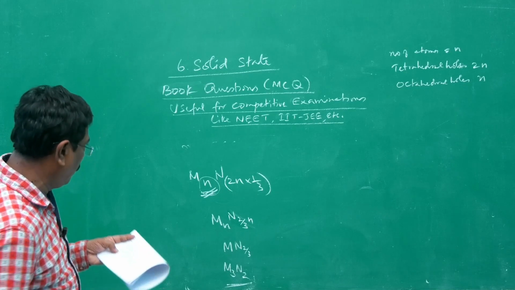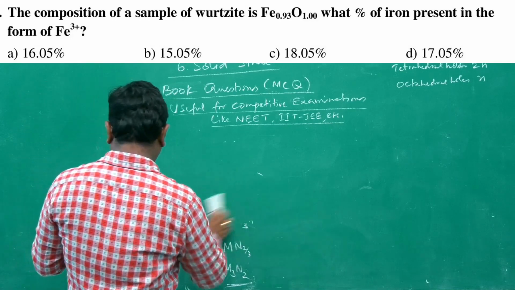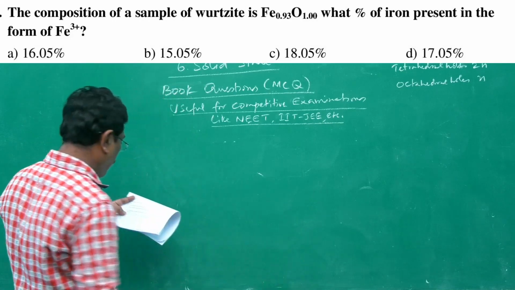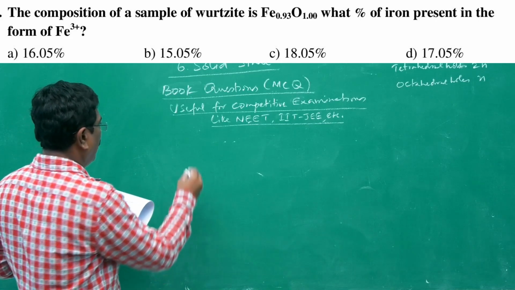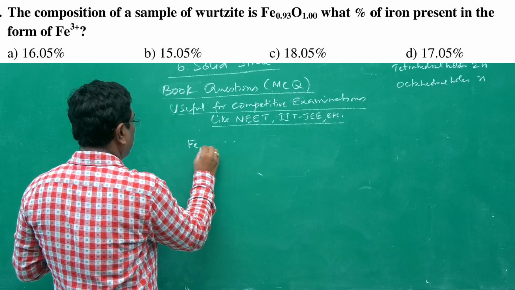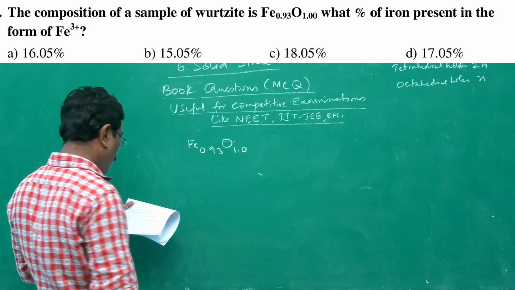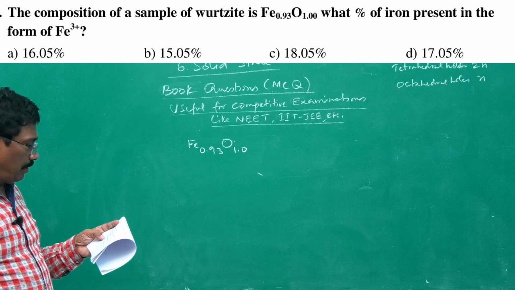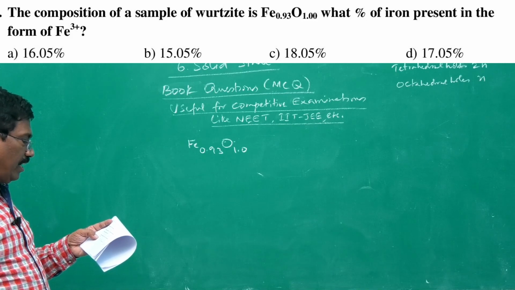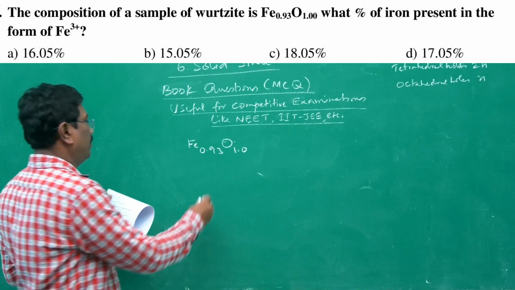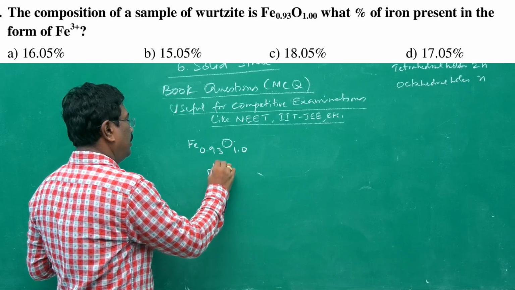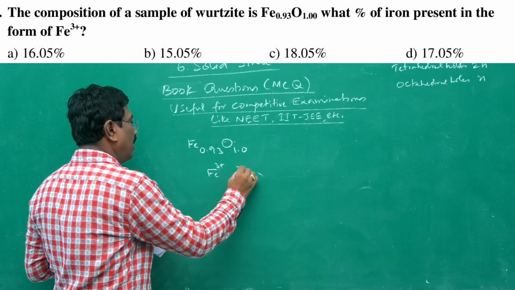Then 10th question, the composition of a sample of wustite is Fe0.93O1. What percentage of iron is present in the form of Fe3+? Percentage of iron in the form of Fe3+ is asked.